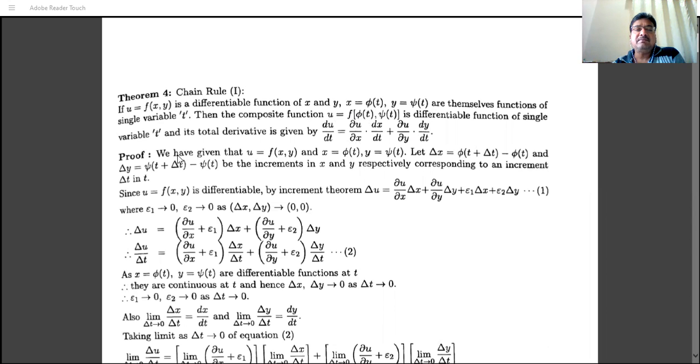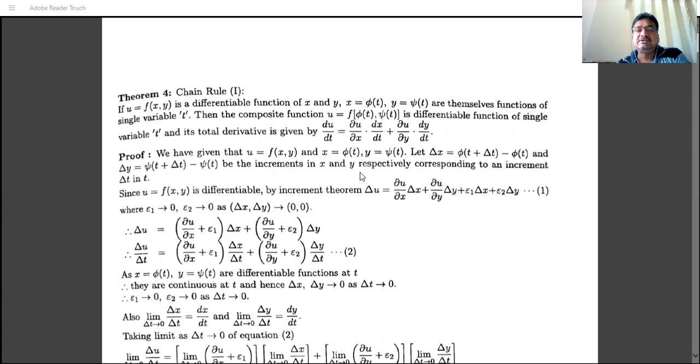Now the proof of this theorem. We are given that u is equal to f of x y, x is phi t, y is equal to psi t. Let delta x be phi t plus delta t minus phi t, and suppose delta y is psi t plus delta t minus psi t. These are the increments in x and y respectively, corresponding to the increment delta t in t. That is, if we increase t by delta t, then x is increased by delta x and y is increased by delta y. Because x and y are functions of t, if we change t, then delta x and delta y also change.